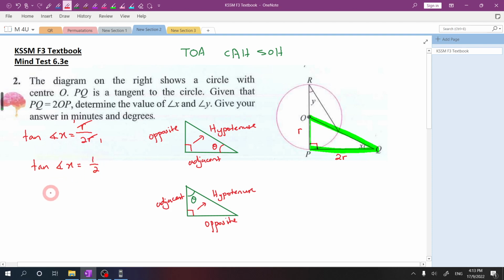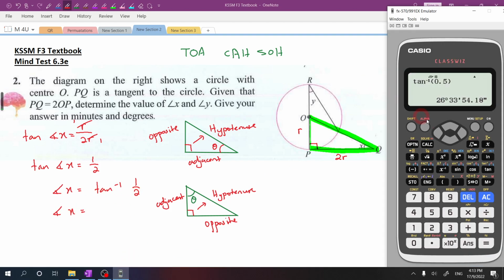Okay, so we want to find this angle. Angle X is equal to arc tangent, or tangent inverse, of 1 over 2. For this one, you just press your calculator. Take out your calculator. Since you want tangent inverse, which is in yellow color, you have to press shift first. Then press this one, then your calculator knows that you want the one in yellow color. 1 over 2 or 0.5 is the same thing.